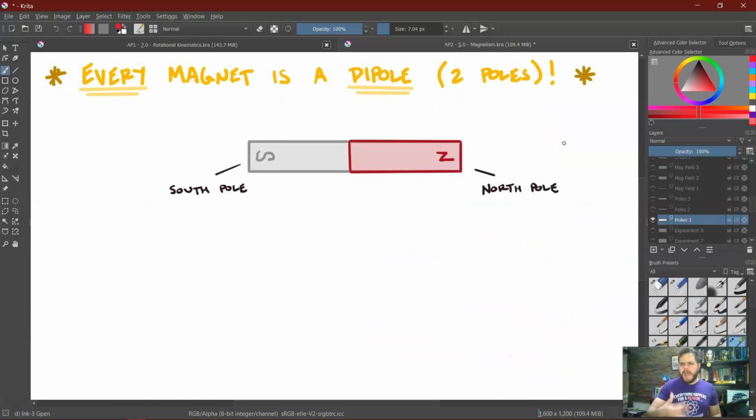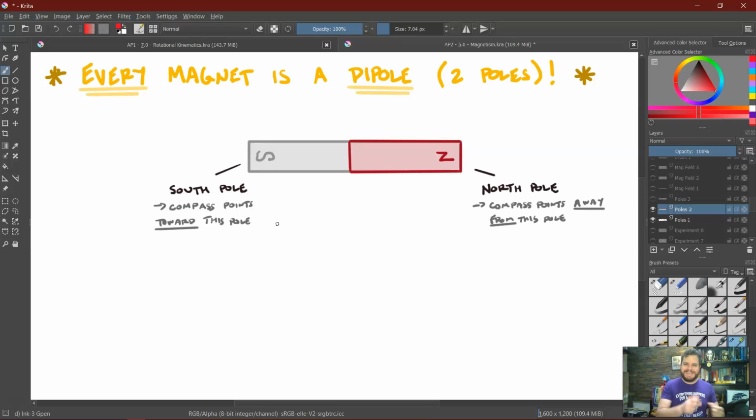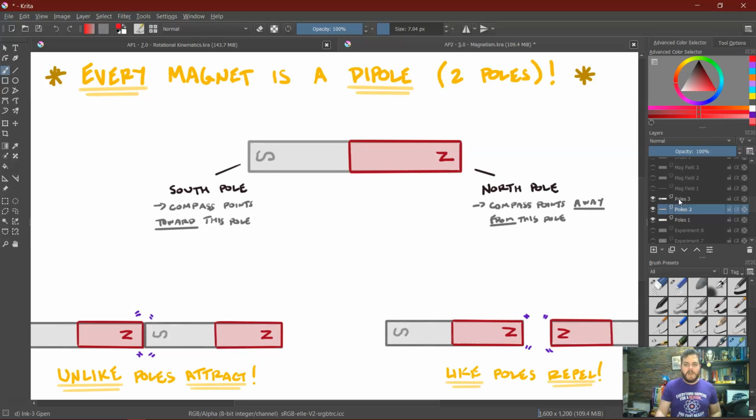So what these trials are beginning to show us is that every magnet is in essence a dipole, meaning it has two poles that we label as the North Pole and the South Pole. Now, let's go back to the compass situation. The compass points towards the south pole of a magnet and points away from the north pole of a magnet. And if we bring, let's say, a north pole and a south pole together, these would be unlike poles and they begin to attract each other.